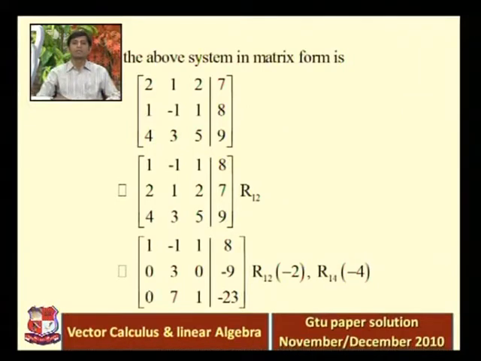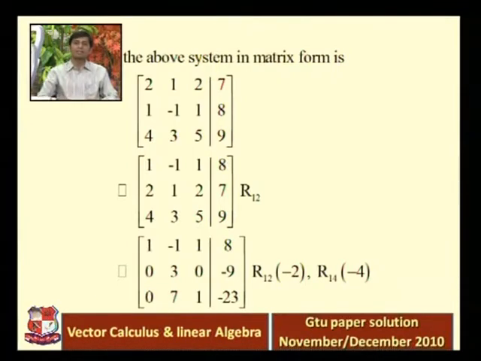So 4 minus 4 is 0, 3 plus 4 is 7, 5 minus 4 is 1, and 9 minus 8 into 4, that is 9 minus 32, which is minus 23. Okay, now what is left? In the first row we have leading entry 1, and below that leading entry we now have 0.